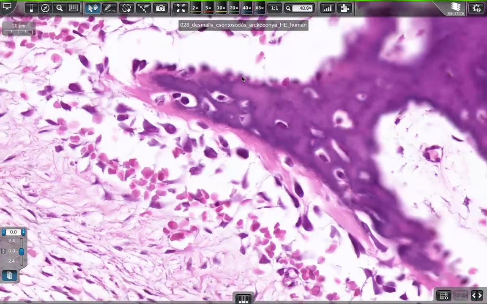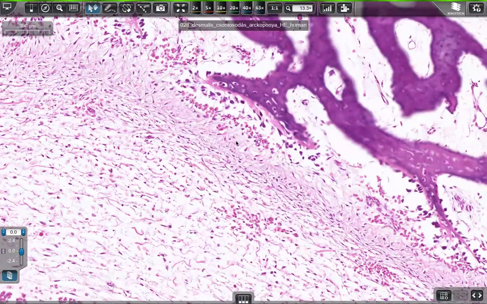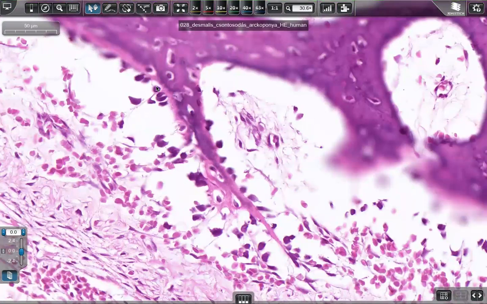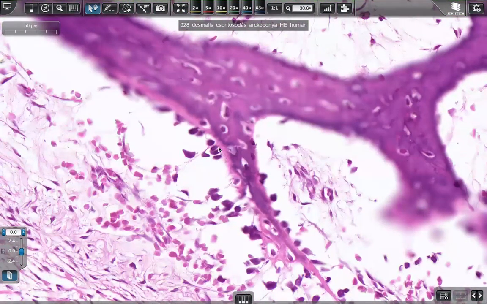I try to find a sharp area. No, that's better. So these are osteoblasts there. And you see the osteoblasts just lay down this pinkish material. That's the osteoid, the newly synthesized bone tissue. Then this osteoid eventually encloses the osteoblasts, and it becomes an osteocyte. Therefore, the trabecula, the spicule, is getting thicker and thicker.